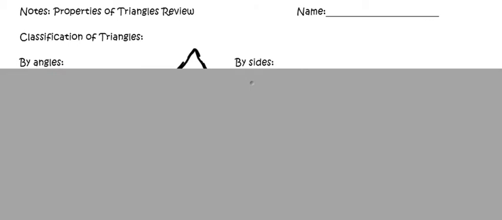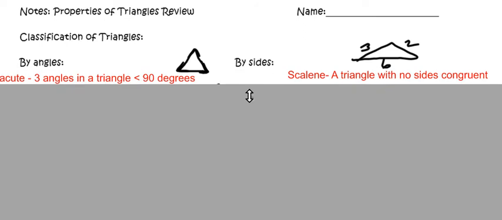Then we talked about classifying triangles by their side lengths. And if we had a triangle without any markings on the side lengths, because maybe this side's 3, this side's 2, and this side's 6, the reason they don't mark the side lengths with congruency marks is because no sides are congruent. So we call that scalene. Triangle with no sides that are the same.